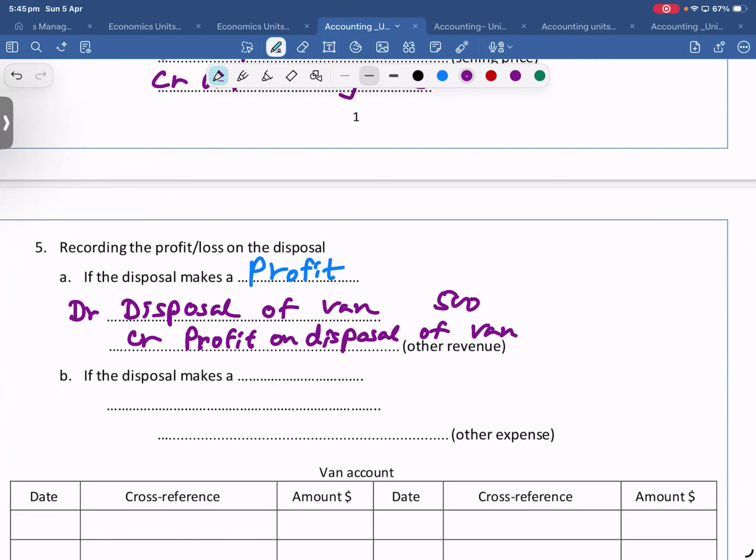You can't just have profit on disposal alone. It has to be for the van, because we might have sold something else and made a profit on that. So then, let's say that one is a computer. So profit on disposal of computer. Like that, we'll have many accounts.